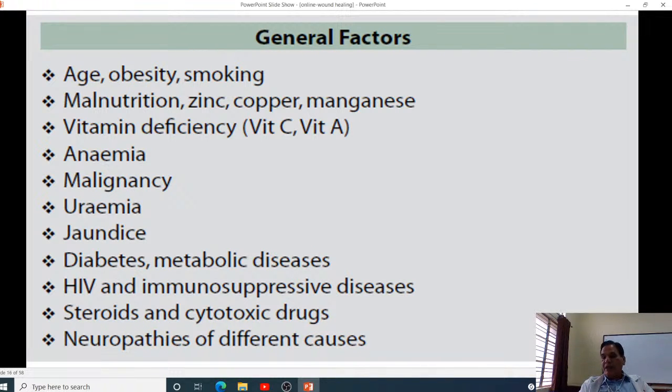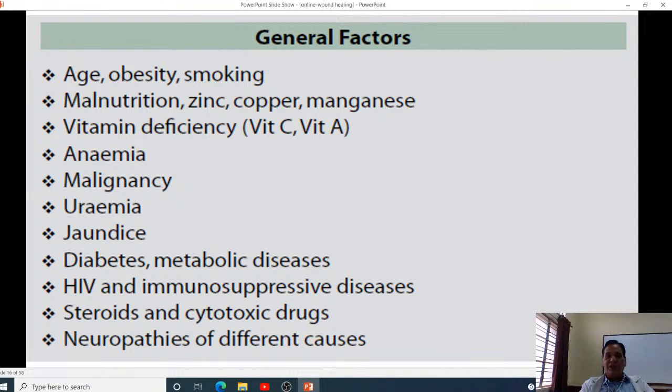Then what? Malignancy, uremia, jaundice, diabetes. Diabetes itself is a great topic for wound healing. Diabetes, because of its associated nephropathy, doesn't allow wounds to heal for a very long time. Associated metabolic diseases. Nowadays, HIV and immunosuppressive diseases or immunosuppressive drugs, even steroids, and different types of neuropathies. Because there is a neuropathy, the wound is not going to heal, because with neuropathy there is less blood supply.